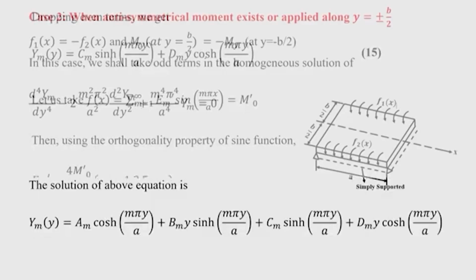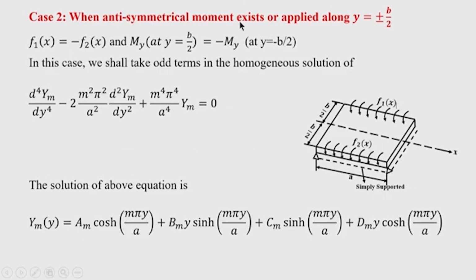Okay. Now, we go for the antisymmetrical moment at the edges. Here we see that F1x is equal to minus F2x. So, this is the antisymmetric case, where the magnitude is the same in both cases, but they are of opposite nature. So, F1x is equal to minus F2x, and for my at y equal to b by 2, whatever distribution is there, you will get the opposite distribution in the other edge. So, at y equal to minus b by 2, it is minus my, and at y equal to b by 2, it is my.